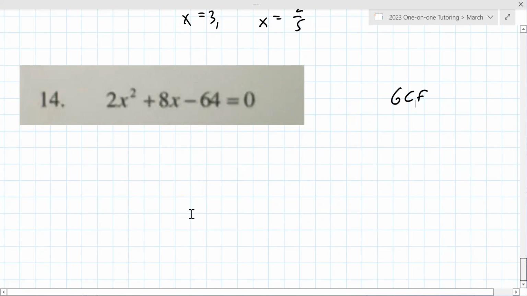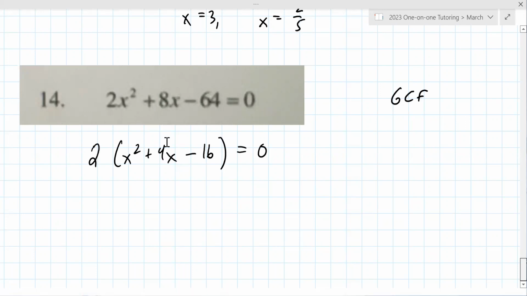It is 2. If you don't do the GCF, like if you forget and you end up taking 2 and multiplying by minus 64, that still will work. You're just creating more work for yourself. So if there's a GCF, always factor that out. In this case, it's x squared plus 4x minus 16 equals 0. And now you're back to problems like we were doing in the beginning of the lesson, where you're looking for two numbers that multiply to minus 16 but add to positive 4.